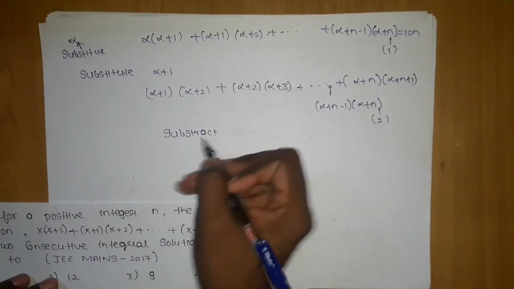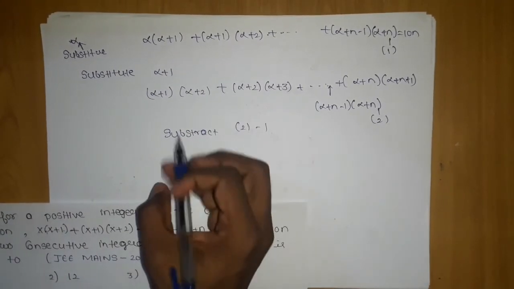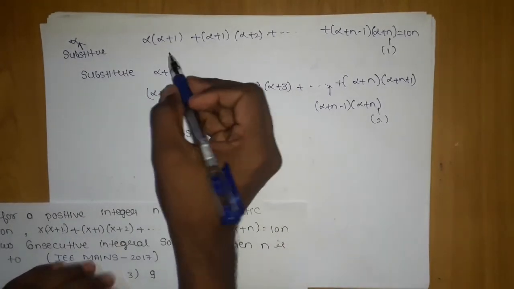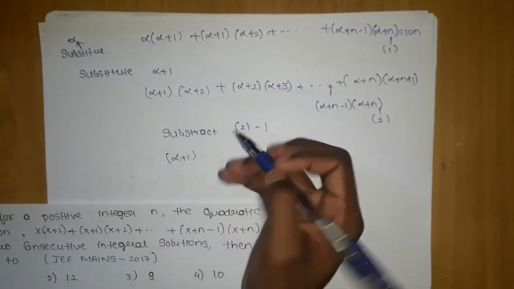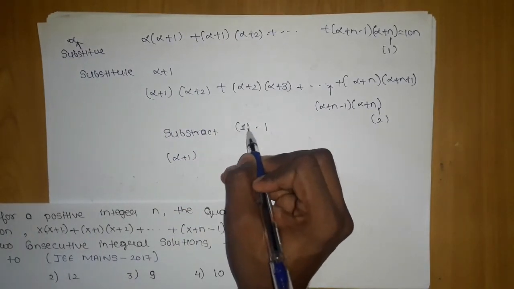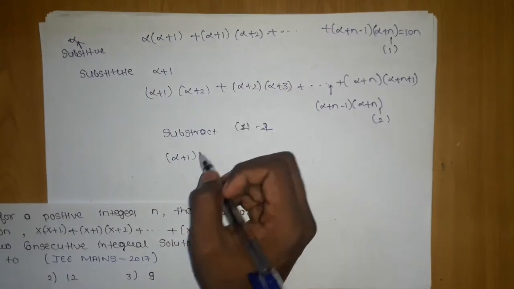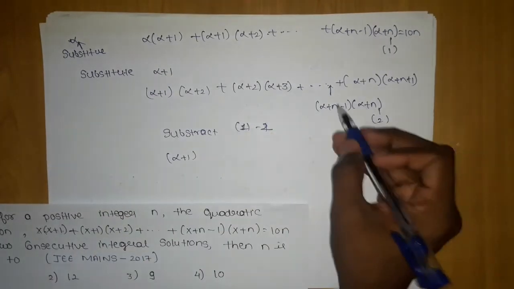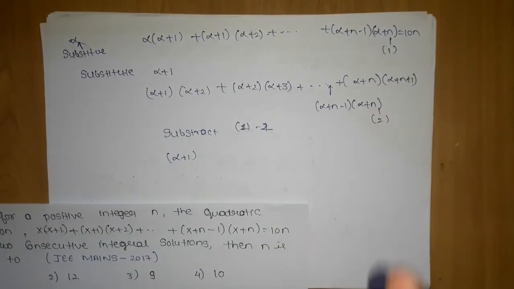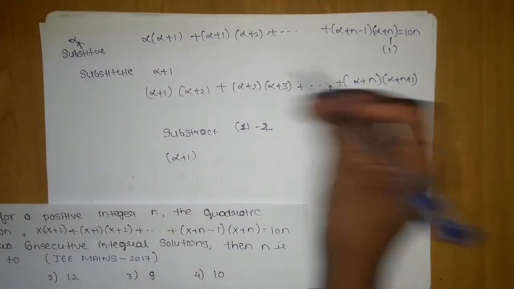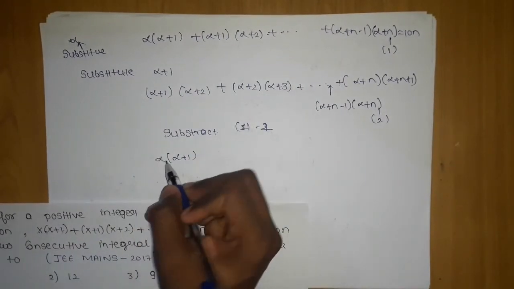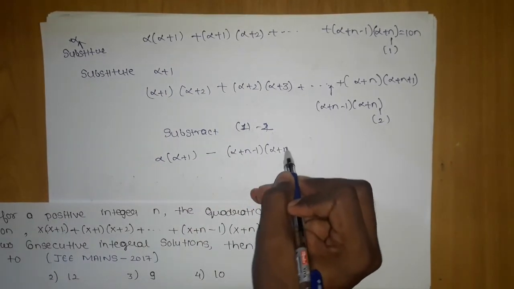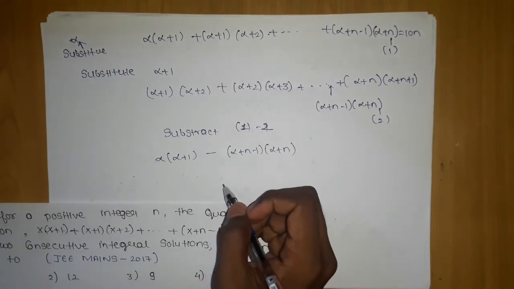Subtract 2 minus 1, which will give me, the moment I subtract this from this, I will be left with alpha plus 1. Let's subtract 2 minus 1; this term will be positive then. There is no this term in the second equation, so this will be left. There is no this term in the first equation, so only this and this term will be left, and the rest of all the terms will cancel out. So I will be left with alpha into alpha plus 1 minus alpha plus n minus 1 into alpha plus n. If I solve this, what will I get?